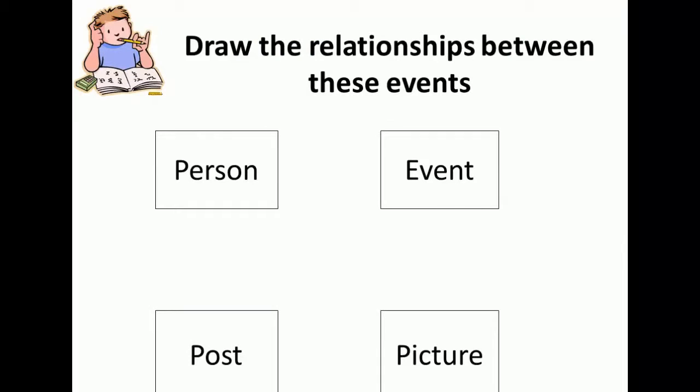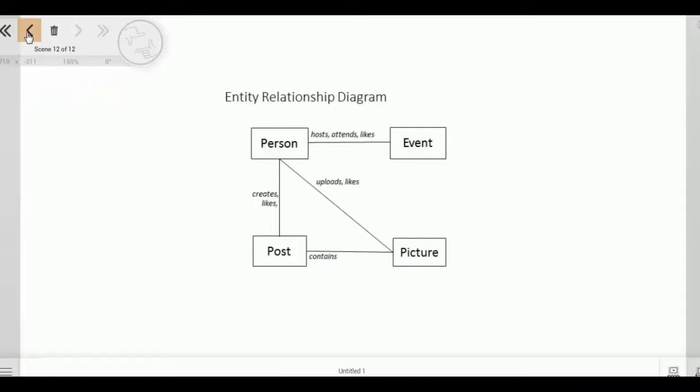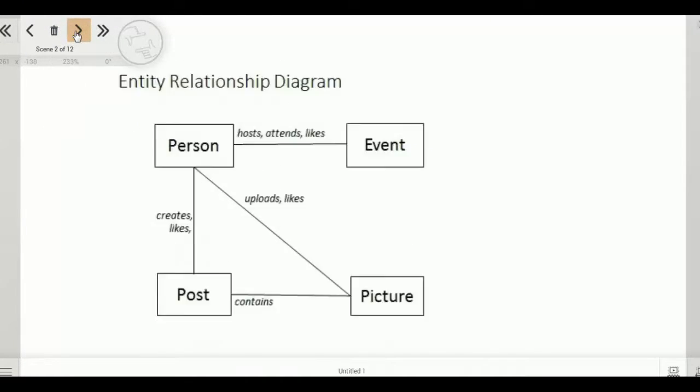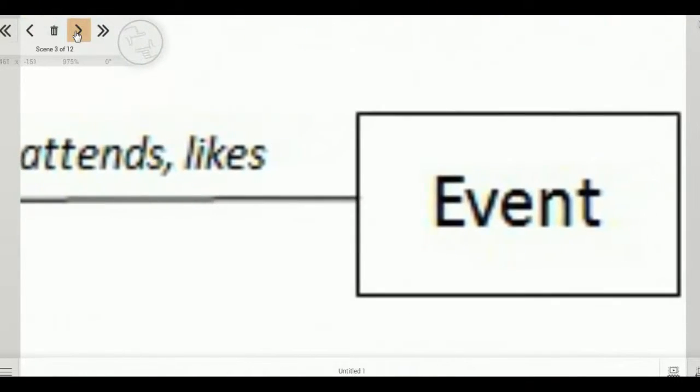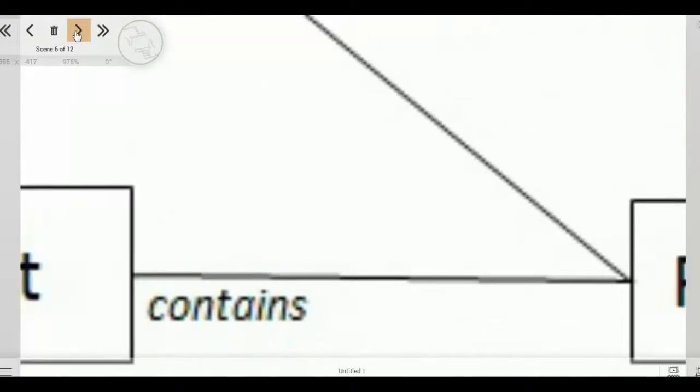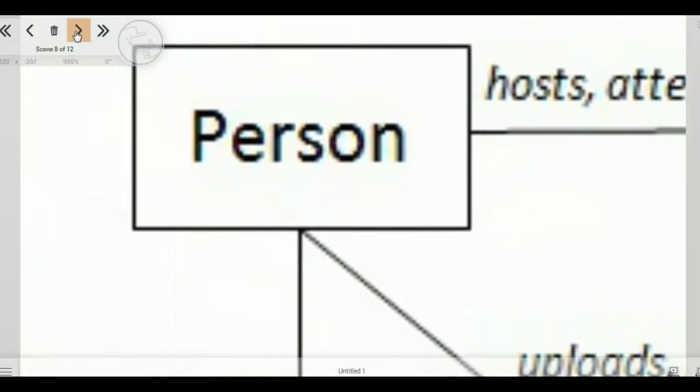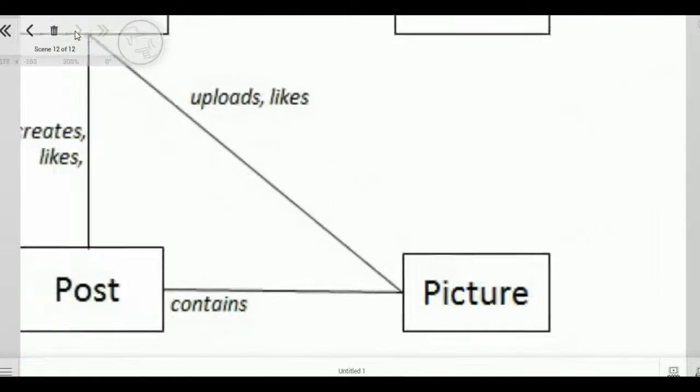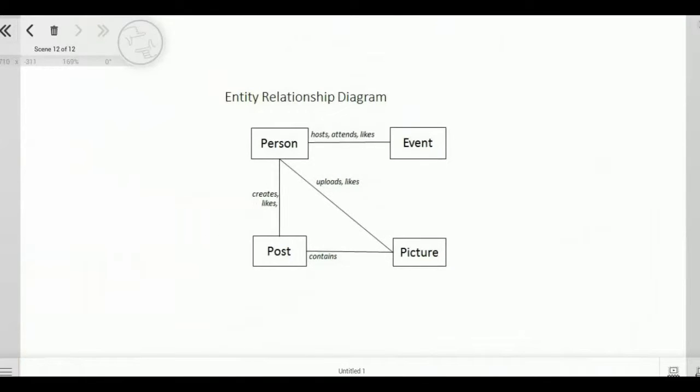We will now use specific examples of entities to allow people to explore the relationships between them. The task: please draw as many relationships as you can think of between the instances on both sheets. One possible answer is: person hosts or attends event, person likes post, post contains events, person likes picture. We said these are the entities.